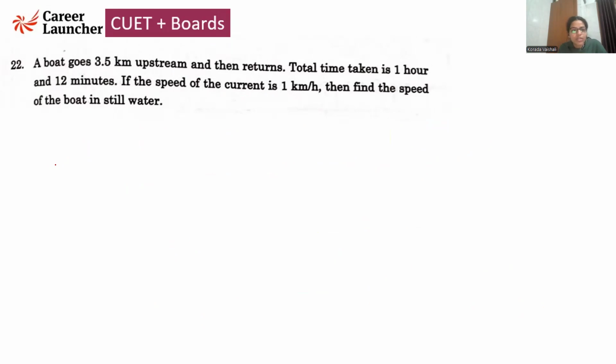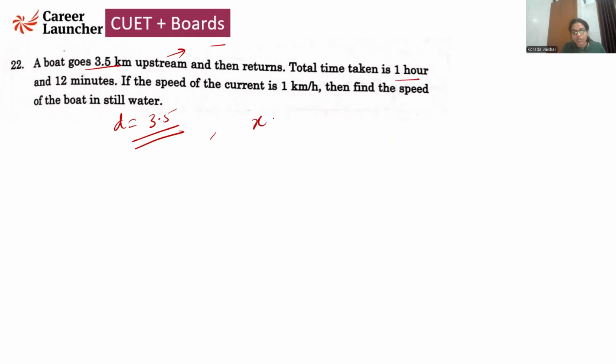A boat goes 3.5 kilometer upstream and then returns. The total time taken is 1 hour and 12 minutes. So if the speed of the current is 1 kilometer, then what is the speed of the boat in still water? So we are making use of the concept of upstream and downstream. We are given that this distance is same, whether I'm going upstream or downstream. The distance is same, right? But in the case of upstream, we have the sign between the speeds as negative, and in downstream, the speeds get added up, right?